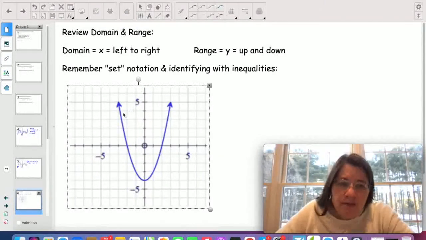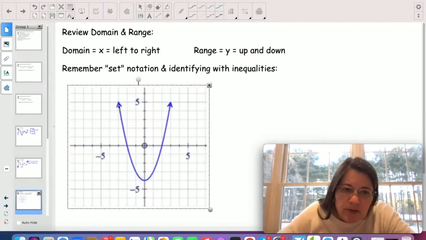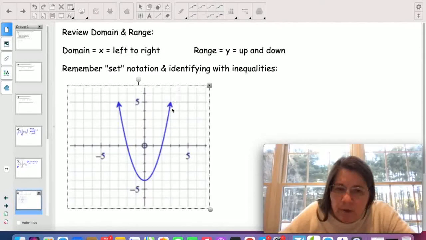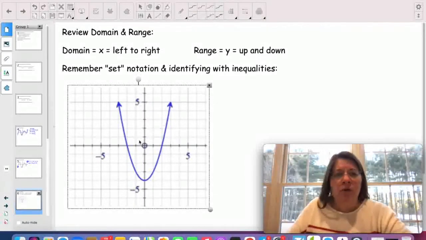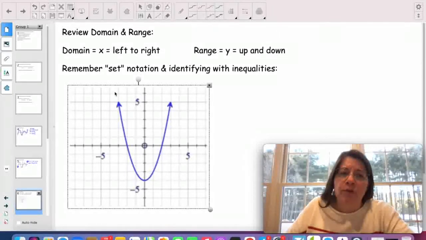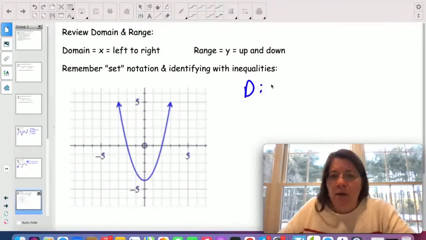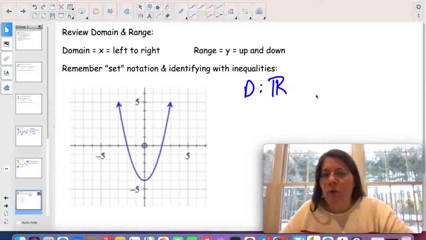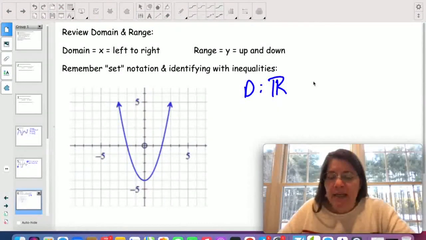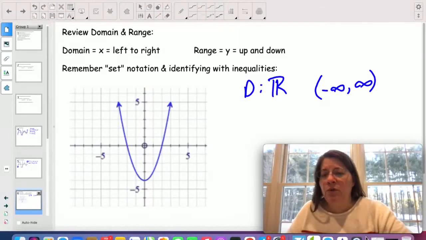Notice this side of the graph continues in the leftward direction forever. It's just very gradual. This one moves to the right forever, just very gradual. So since this one's moving forever toward the left and forever toward the right, our domain will be all real numbers. If you want to use set symbols for that, you could say the domain goes from negative infinity to infinity. It doesn't matter which way you do that.